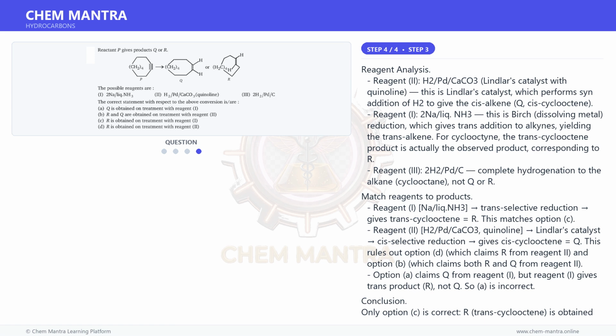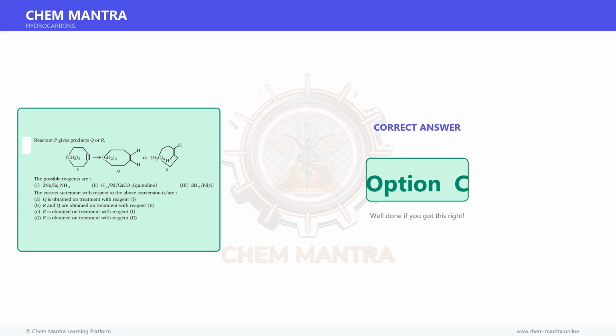Only option C is correct. R, trans-cyclooctene, is obtained on treatment with reagent Na/liq. NH3, dissolving metal reduction giving the trans-alkene. Therefore, the correct answer is C. Therefore, the correct answer is option C.